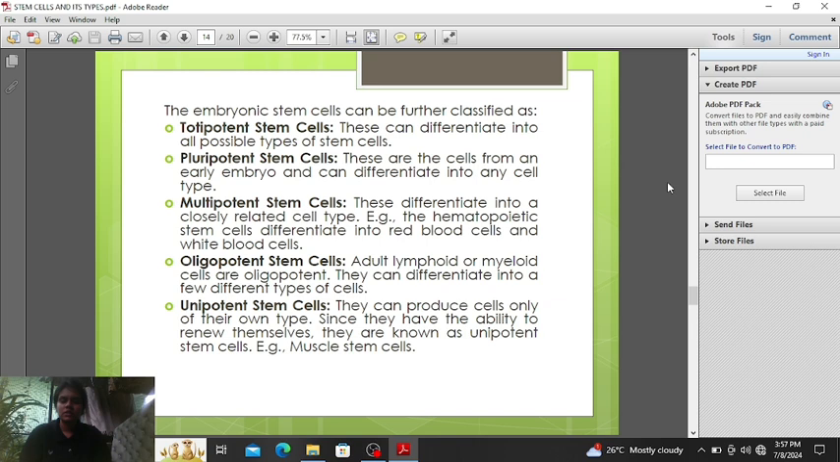And the unipotent stem cells are the stem cells which can produce only cells of their own type, and they have the ability to renew themselves. An example is the muscle stem cells. So it's an example of unipotent.